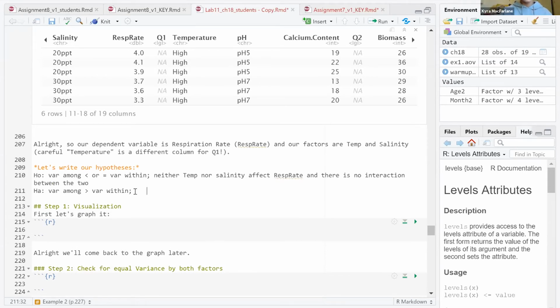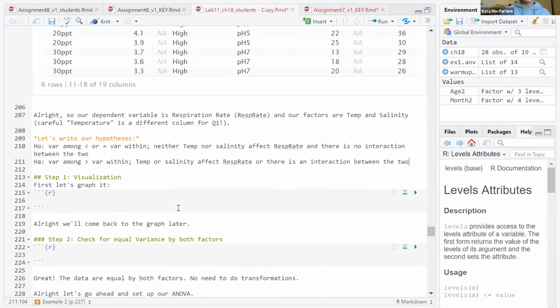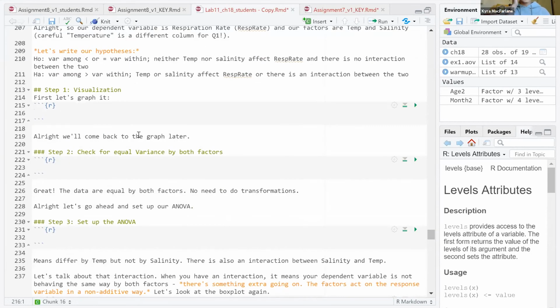Our alternative is that temp or salinity affect respiration rate, or there is an interaction between the two. So any of those can happen, temp or salinity or the interaction. So let's look at our data again.